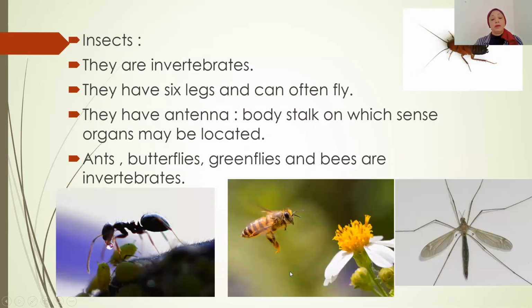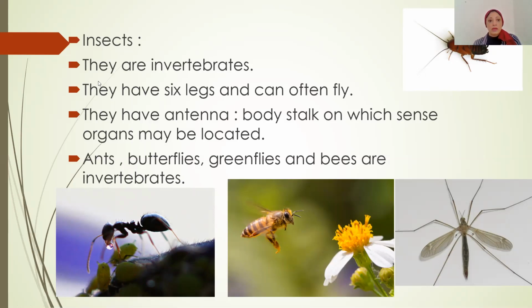Again, let me share with you and revise the characteristics of the insects. They are invertebrates. They have 6 legs and can often fly. Some of them cannot fly, like most ants. Some ants have wings. They are not flying, of course, like the bees, but they can fly for a little distance.